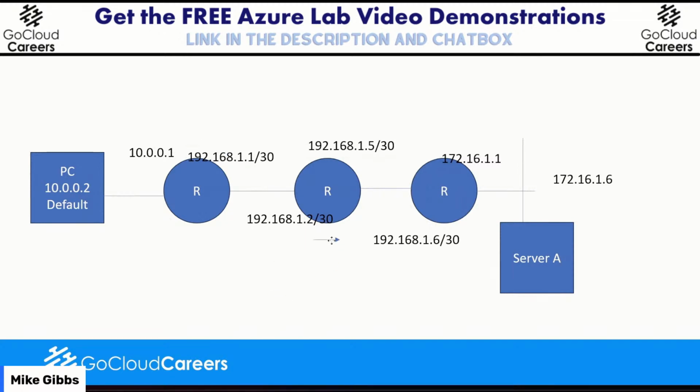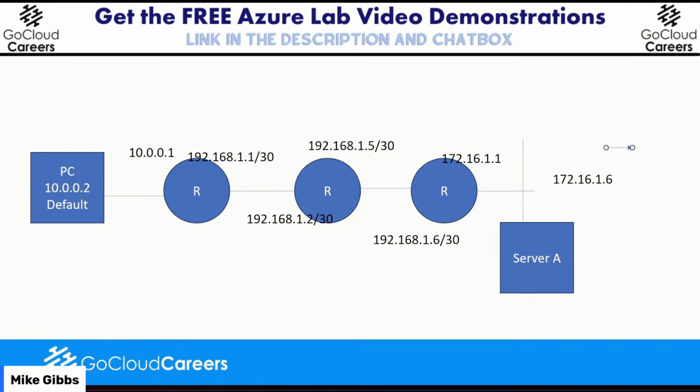Now the packet made it to this router, and the router is going to say, do I have a route to 172.16.1.6/24? And it's going to say, I sure do. Send the packet over to here. Obviously, it'll respond to the ARP request, and then the packet will be sent out.